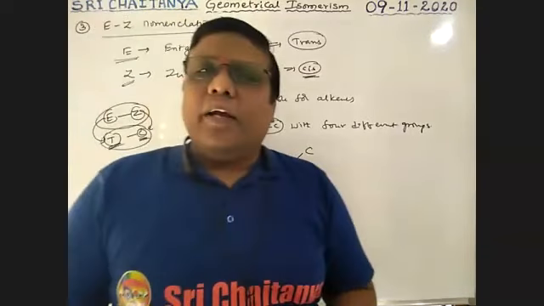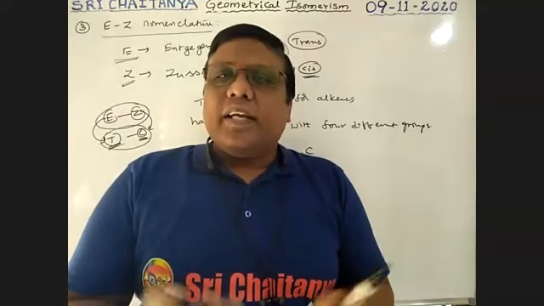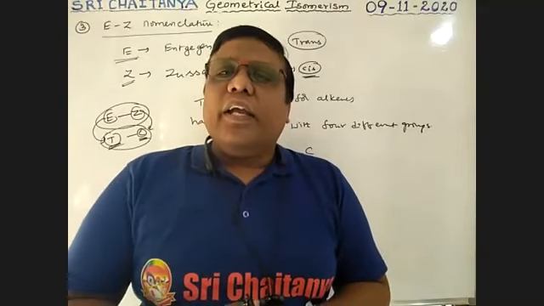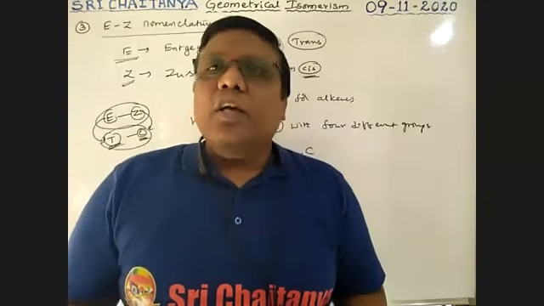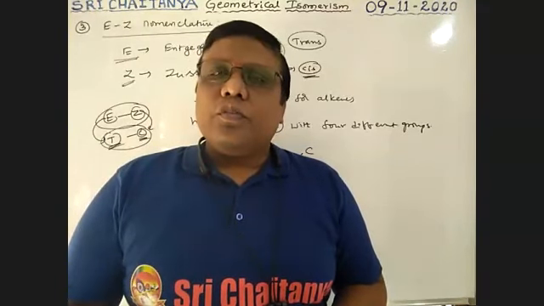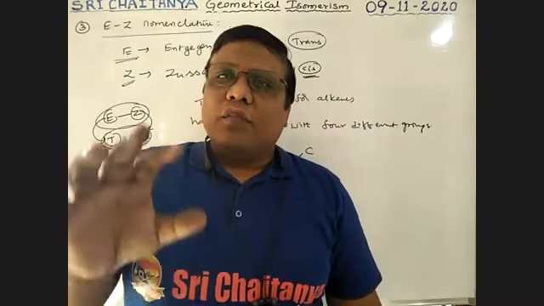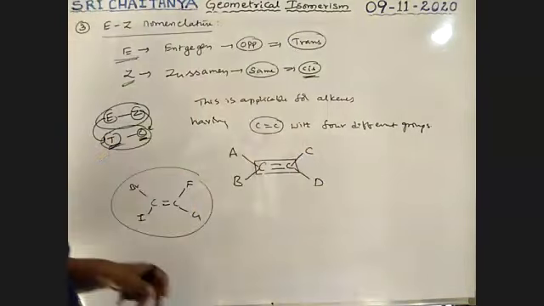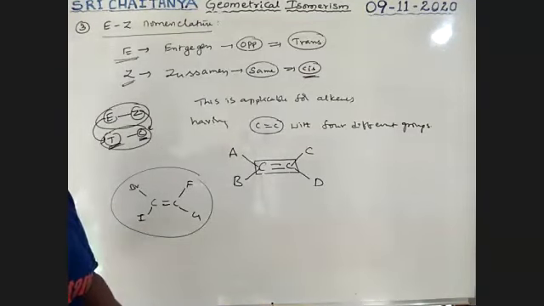Sir, how to identify whether it is E or Z? To identify EZ conditions, we can follow some rules called CIP rules, the Cahn-Ingold-Prelog rules. These are very, very important priority rules, boys. By using these rules, we can identify which is E and which one is Z. See here.